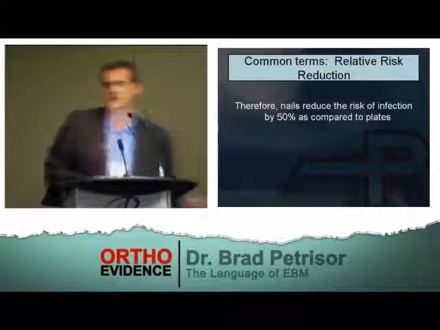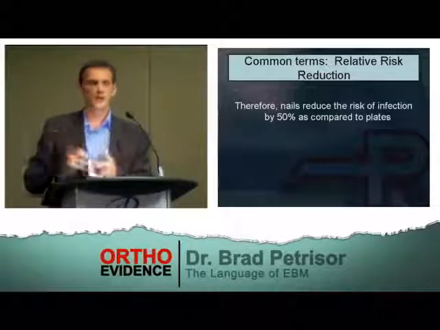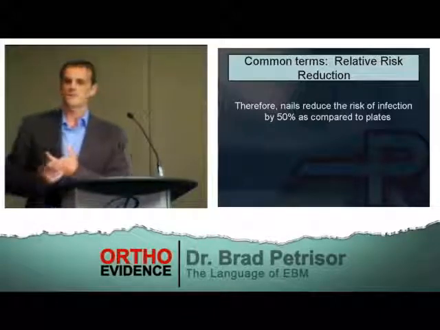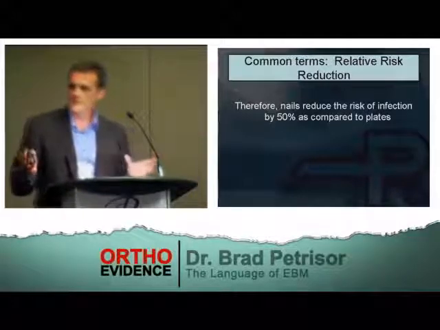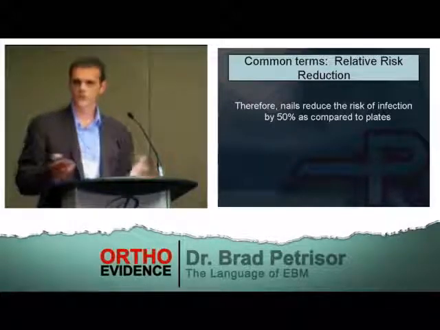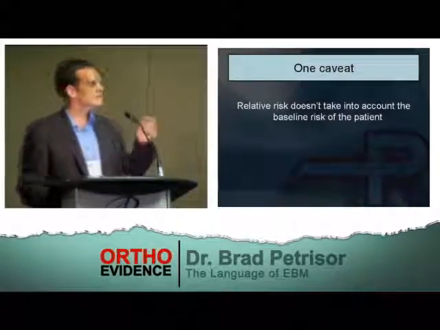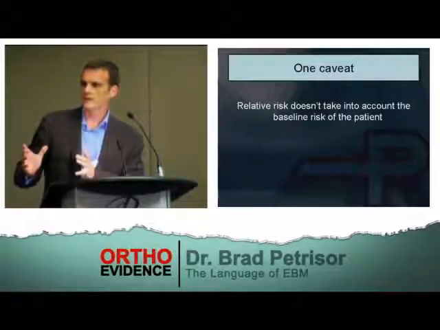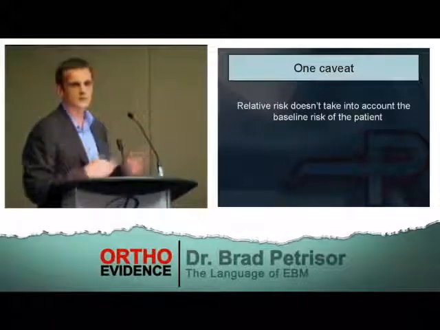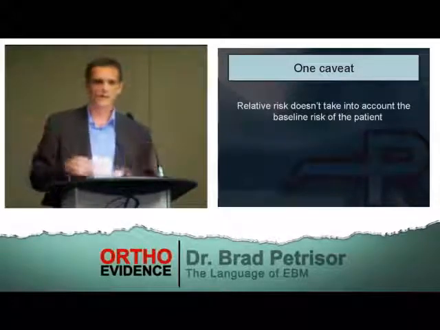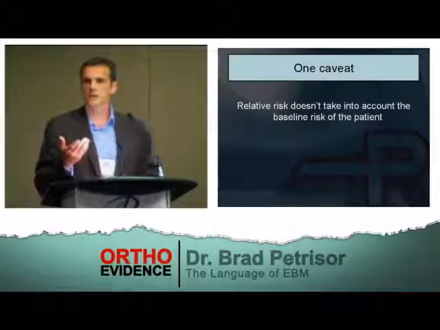So that sounds pretty good. But what's the problem with relative risk? If you have a study that says, hey, if I give you a nail, you're going to have a 50% reduction in your risk of infection as compared to a plate. What's the main problem saying that? It sounds great. Why would anybody choose a plate over a nail? The problem is, relative risk doesn't necessarily take into account the baseline risk. So if your risk of infection, for whatever reason, is 2%, or the incidence rate of infections overall is 2%, a 50% reduction in risk is going to mean that your risk of infection is now 1%.